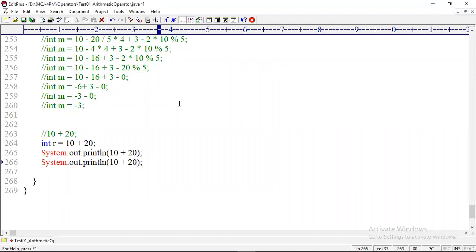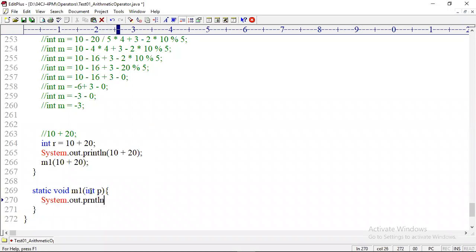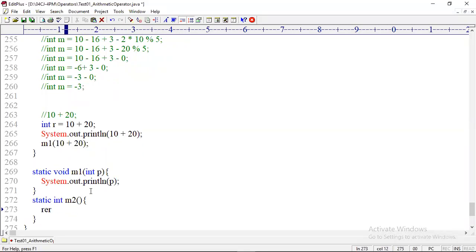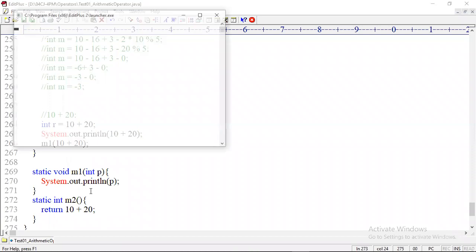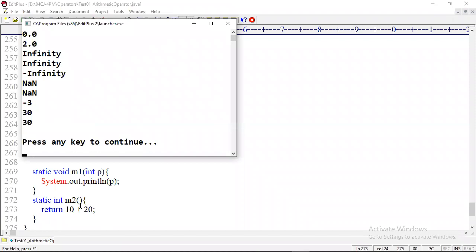Next, I am using it with my own method m1. If you want to pass 10 plus 20 as an argument to your own method m1, below this should be a static void method m1 with a parameter. The expression 10 plus 20 has result type int, so the m1 method parameter should also be int. Int p, and you can display that p value with System.out.println of p. Next, I want a static method with return type int, m2. Now I'm writing return 10 plus 20. Look at that, the program compiled successfully and executed. We got output 30.